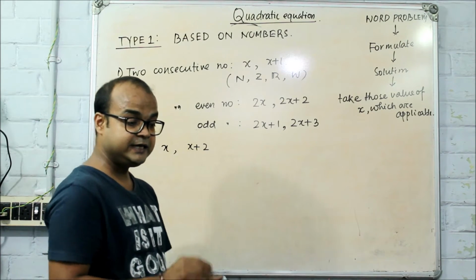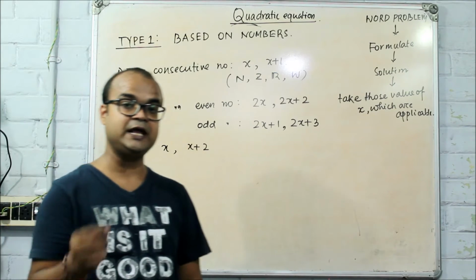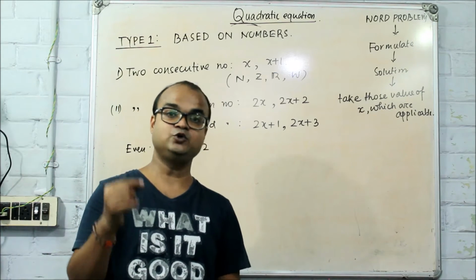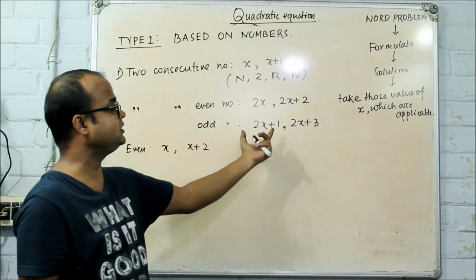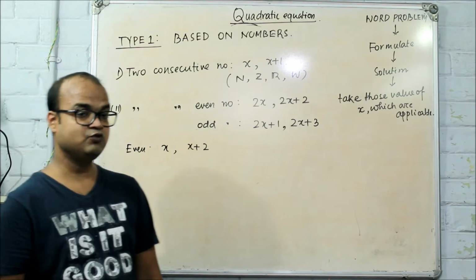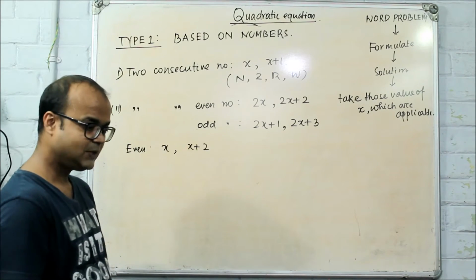So in case of even number, always consider the number as 2x and 2x plus 2. In case of odd number, always consider the number as 2x plus 1 and 2x plus 3.